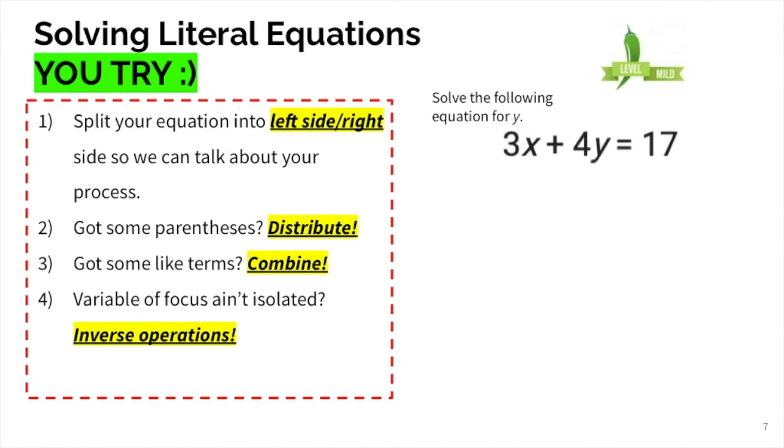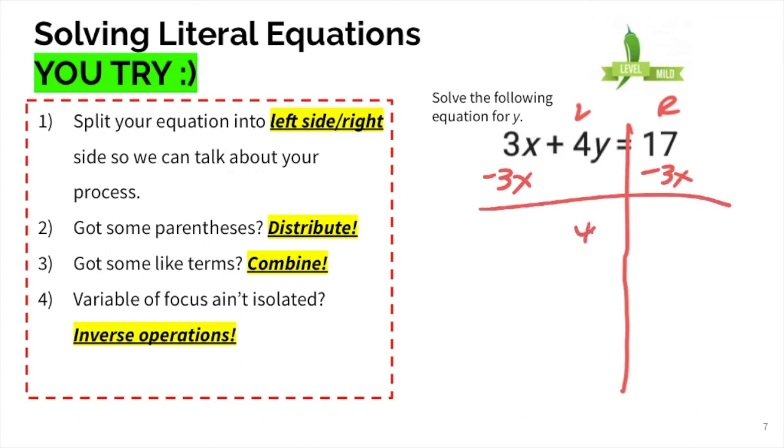All right, so let's look at this. Just going to split my equation down the middle, right? It's saying to solve the following equation for y, so I know my variable of focus is going to be y. So I'm going to look for my term with y, so that's 4y. And I see that I have a 3x over here, so I'm going to get rid of this because that doesn't have a y. So I'm going to subtract the 3x. I'm left with 4y equals 17 minus 3x.